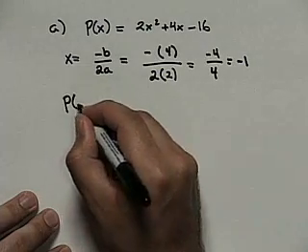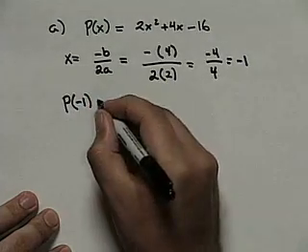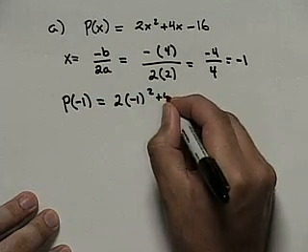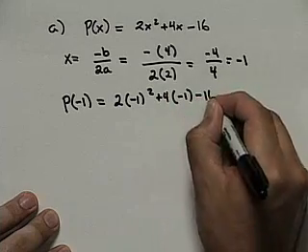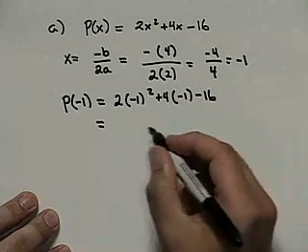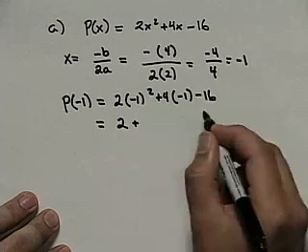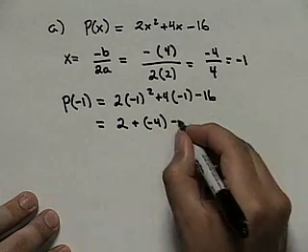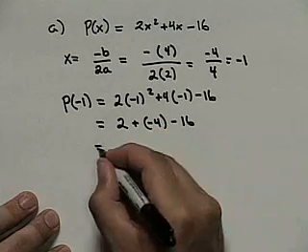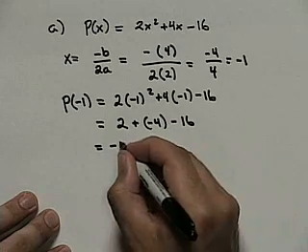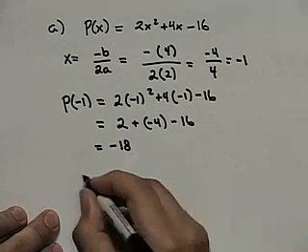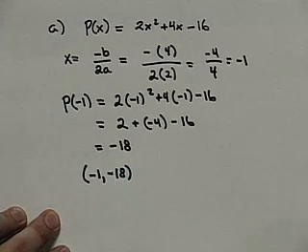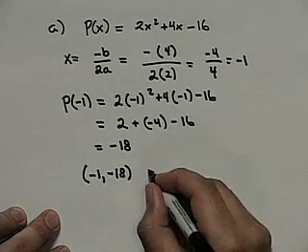To find the y-coordinate, we substitute in the negative 1, and we get p of negative 1 equals 2 times negative 1 squared plus 4 times negative 1 minus 16. Negative 1 squared is positive 1, so that becomes a 2. 4 times negative 1 becomes a negative 4, so we have 2 plus negative 4 minus 16. When we do 2 minus 4 minus 16, we end up with negative 18. So our vertex in this case is given by negative 1, negative 18. Since we know this parabola opens upward, this is a minimum value.